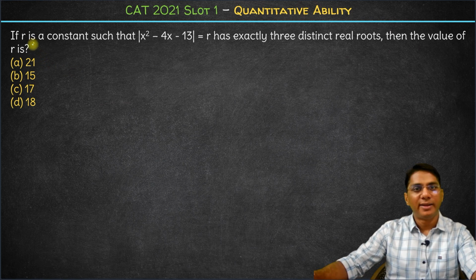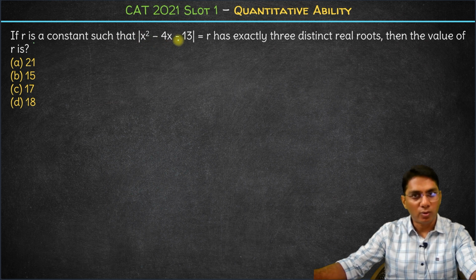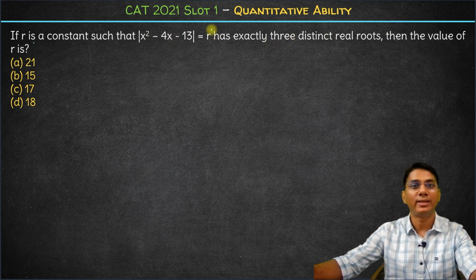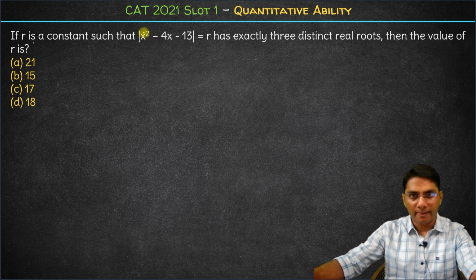Hi, here we are given: if r is a constant such that the modulus of this whole quadratic is r has exactly 3 distinct real roots, then the value of r is what? Now, the mod of this whole thing we are talking about. So there are two cases possible.